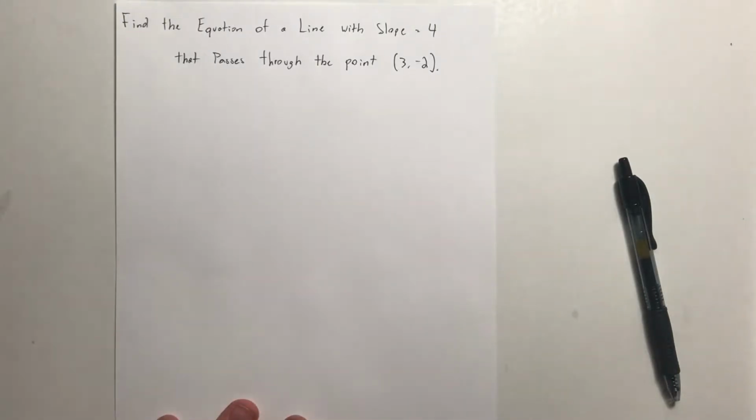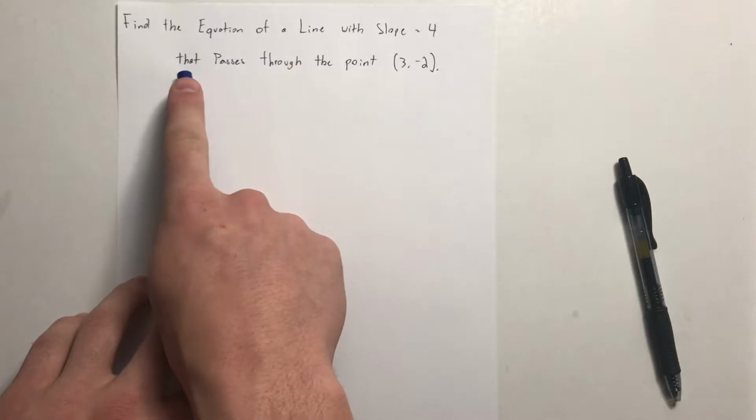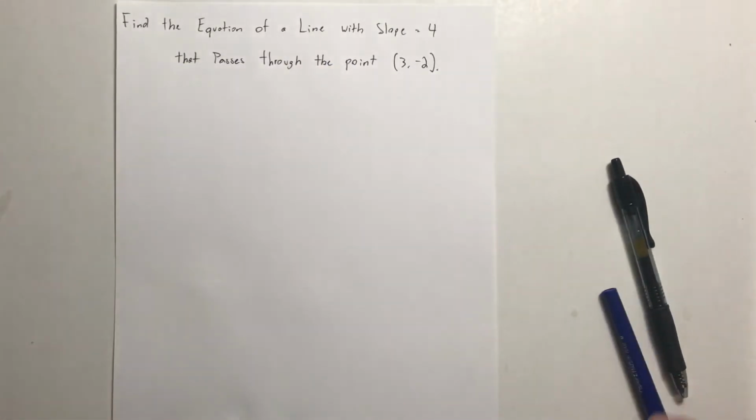It says find the equation of a line with a slope of 4. So reading this, we already know that our m is going to be equal to 4. So we don't have to go through that process to calculate slope. It's given to us in the problem here. And we want that line to pass through the point 3 comma negative 2. So let's get started with this.